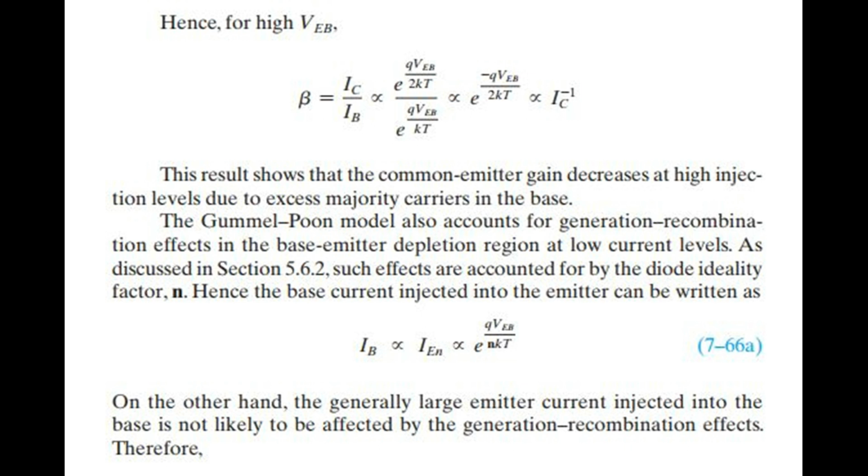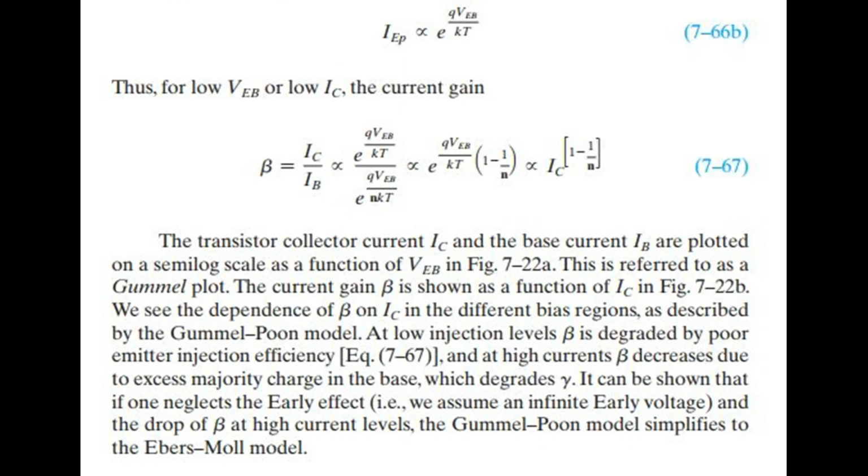The Gummel-Poon model also accounts for generation recombination effects in the base emitter depletion region at low current levels. As discussed in section 5.6.2, such effects are accounted for by the diode ideality factor, N. Hence the base current injected into the emitter can be written as. On the other hand, the generally large emitter current injected into the base is not likely to be affected by the generation recombination effects. Therefore, for low VEB or low IC, the current gain decreases.